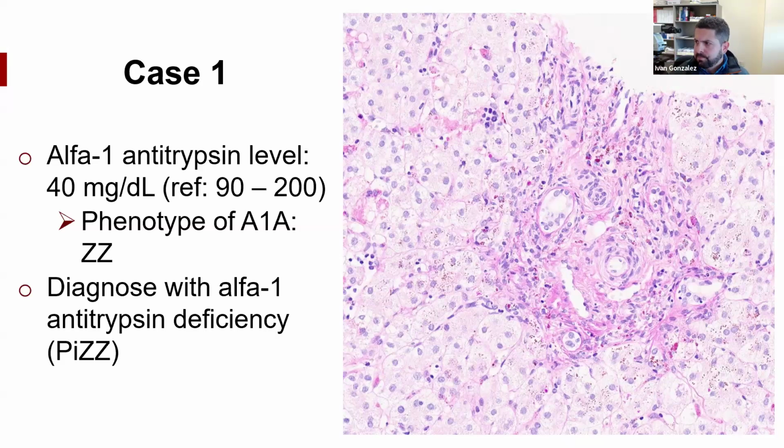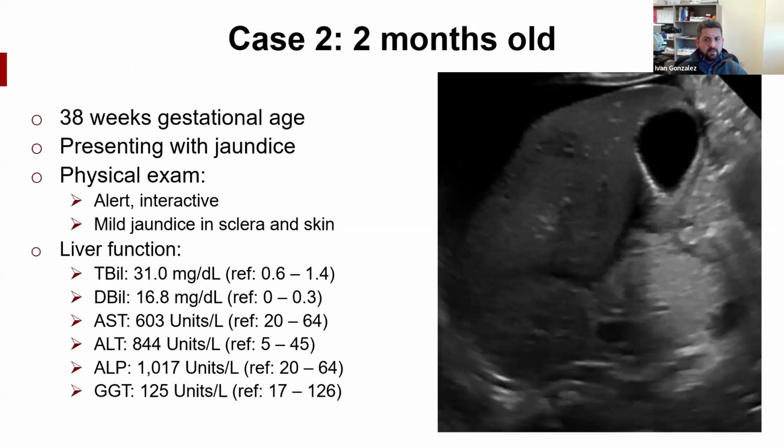So in our next case here, we have a 38-week gestational age, jaundice, very similar presentation. But then we look here, GGT actually low. And you have a sonogram with a very distended gallbladder.